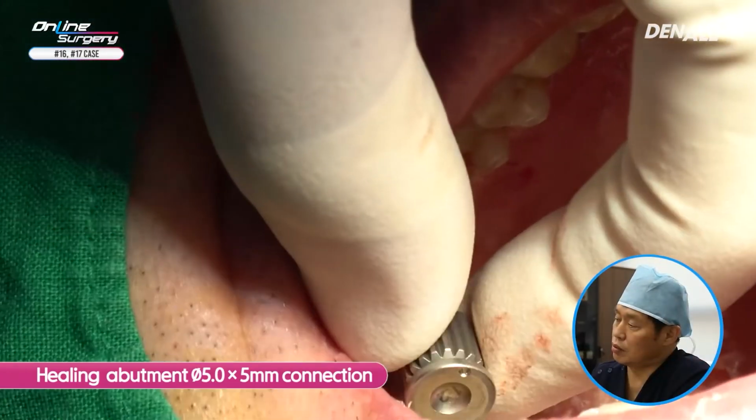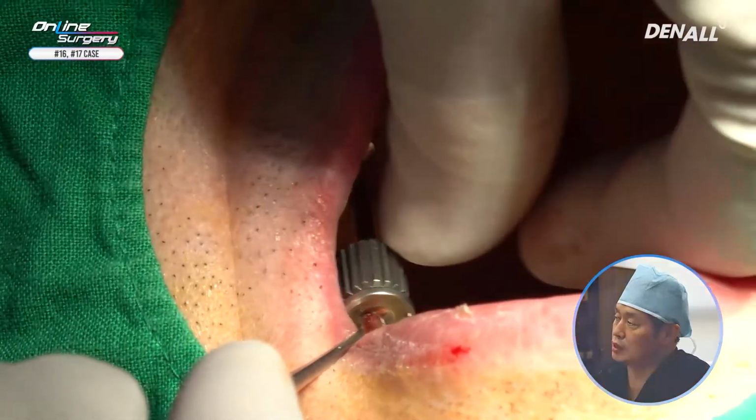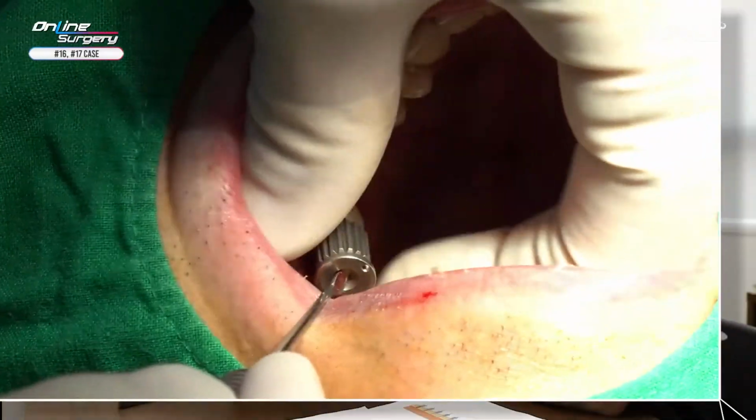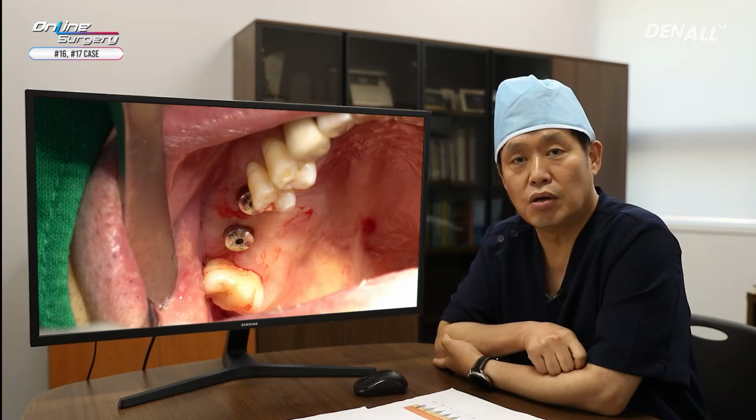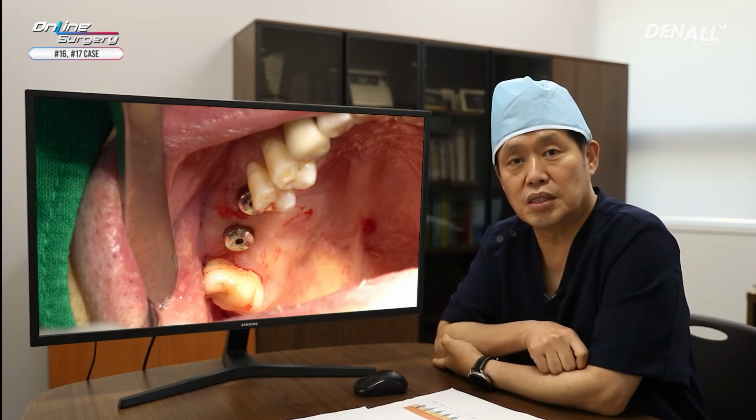Healing abutment is connected and surgery is now complete. On panoramic image, the residual bone height did not seem enough. However, there was sufficient bone on the palatal side, and with altered path, I was able to place the implant.